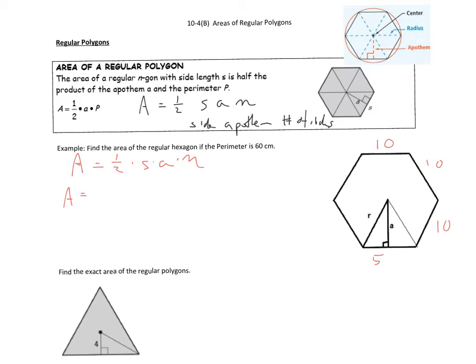So given this question, it says find the area of the hexagon if the perimeter is 60 centimeters. Well, if there's 6 sides and the perimeter is 60, that would mean that each side is 10. So the side length there is 10. And the number of sides, it's a hexagon, that's 6. So the only thing that we're missing here in our formula is the apothem. And unfortunately, they don't give that to us directly.